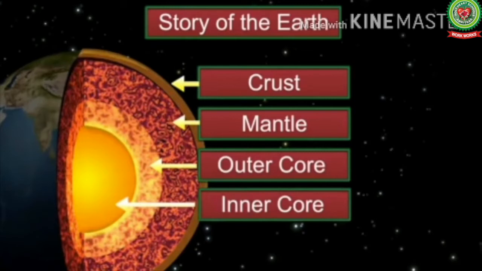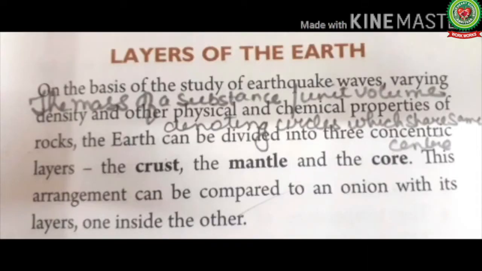So now students, let's start with our reading of the topic today. The layers of the Earth. On the basis of the study of earthquake waves, the waves generated by the earthquake, varying density, density means the mass of a substance per unit volume, and other physical and chemical properties of the rocks, the Earth can be divided into three concentric layers. Concentric means circles which share the same center: the crust, the mantle and the core.